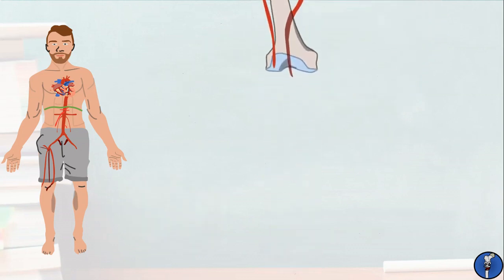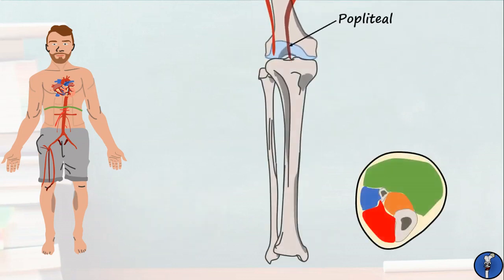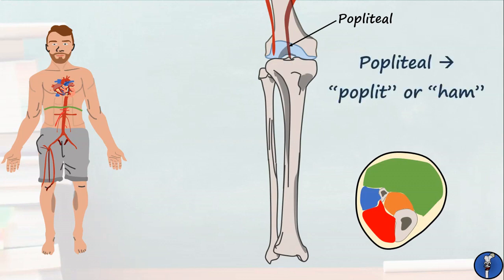Continuing inferiorly, we can see the popliteal artery sits just behind the knee. This artery gets its name from the Latin word for ham due to its close association with the hamstring muscles. The popliteal artery produces three main branches.